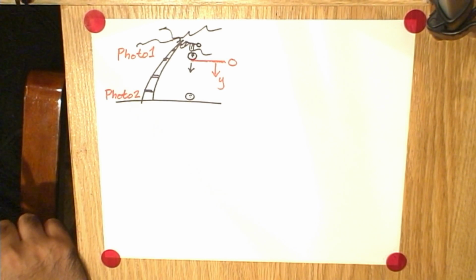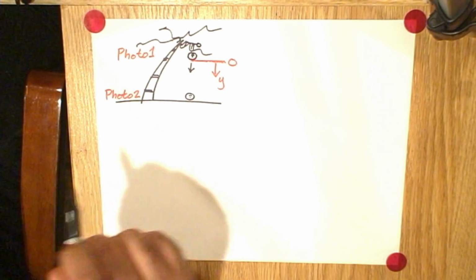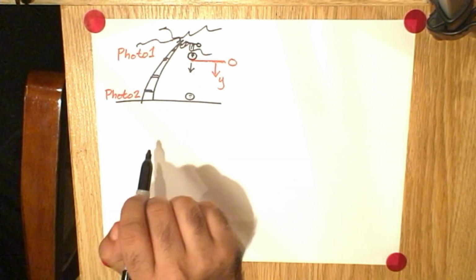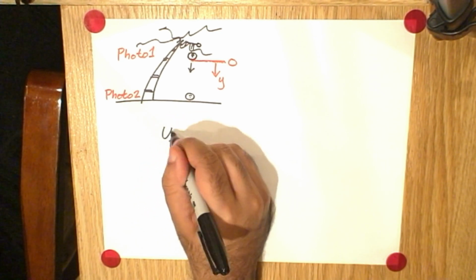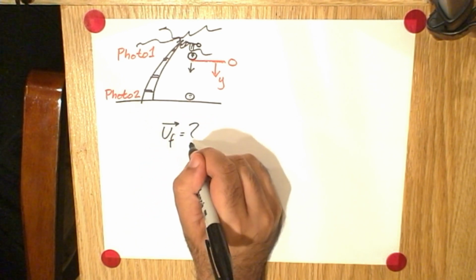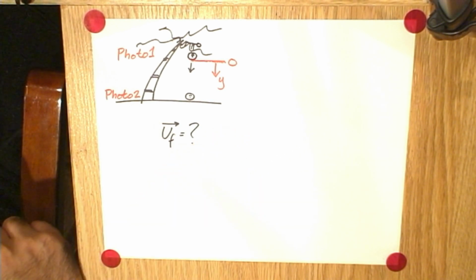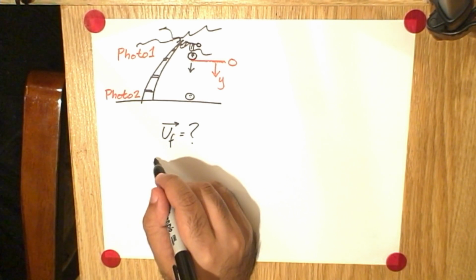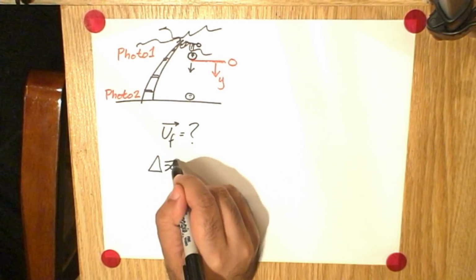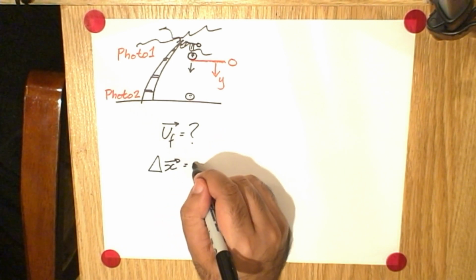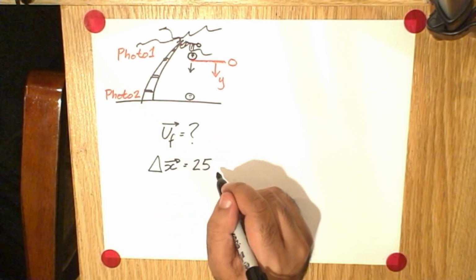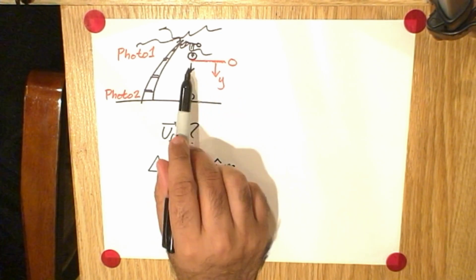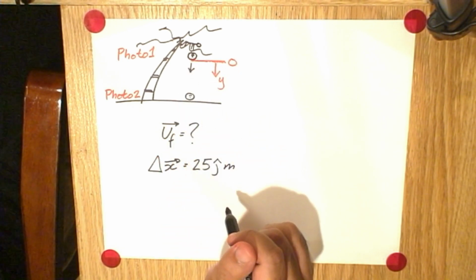Now, the unknown. We were looking for the velocity just as the coconut is about to hit the ground, the velocity as we take photo 2. That is the final velocity. But we do know that the coconut tree is 25 meters tall, so the displacement of the coconut was also 25 meters. And to be more specific about it, 25 j hat meters, since the object is moving in the positive y direction.